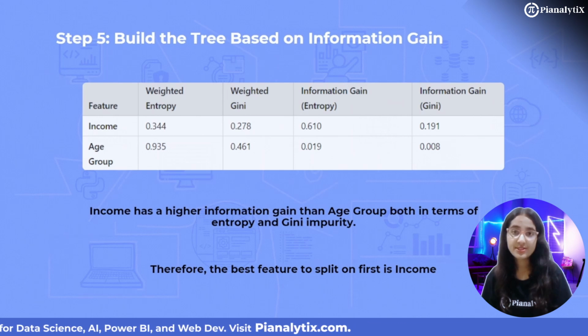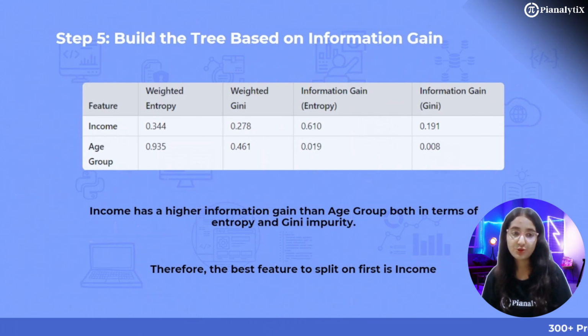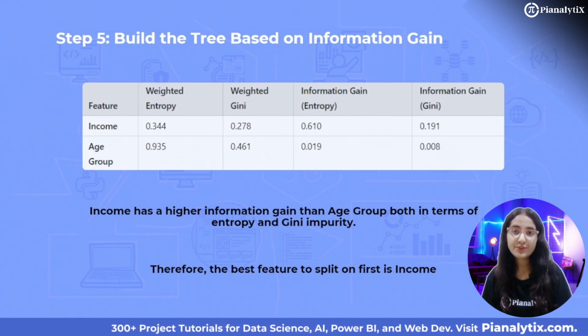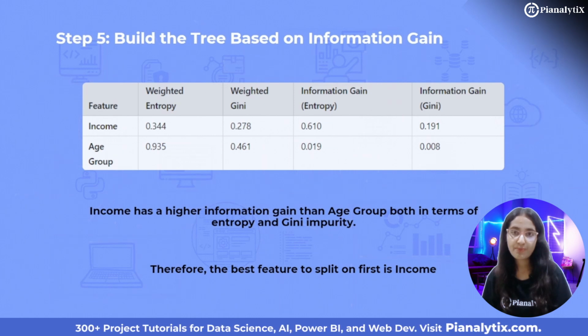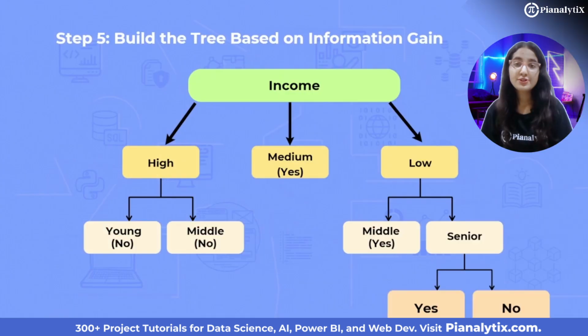Let's summarize the result and compare income and age group. In this table you can see that income has a higher information gain than age group, both in terms of entropy and Gini impurity. Therefore, the best feature to split on first is income. Now we will build our decision tree. So our decision tree looks like this.